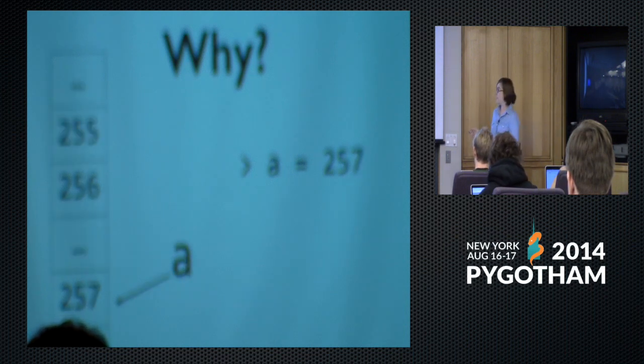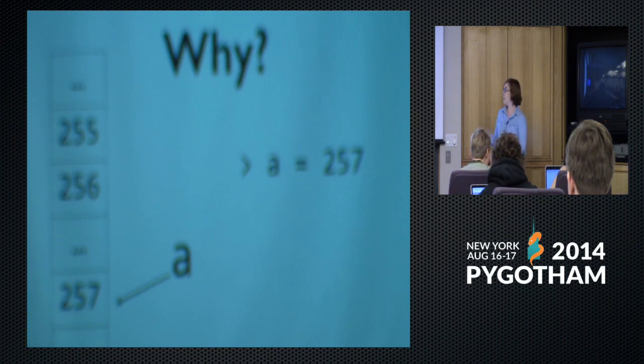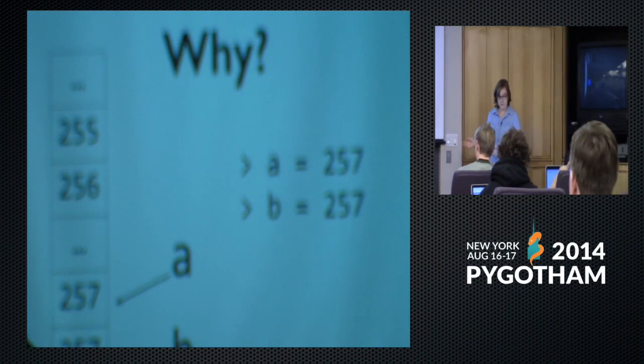So if we have 257, we have to create a new instance of the integer class with the value 257 and store that in memory. When we create the variable B, we create another instance of the integer class with the value 257. And those are two different objects in memory, so A is B evaluates to false.